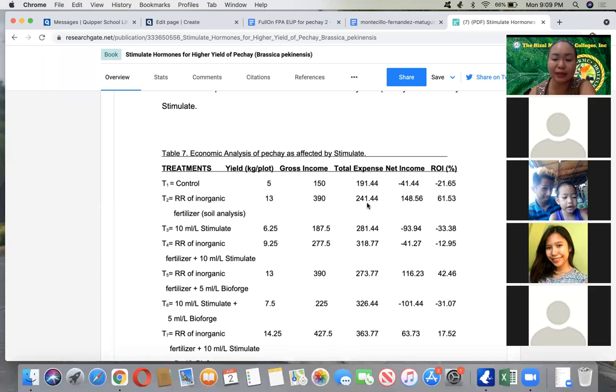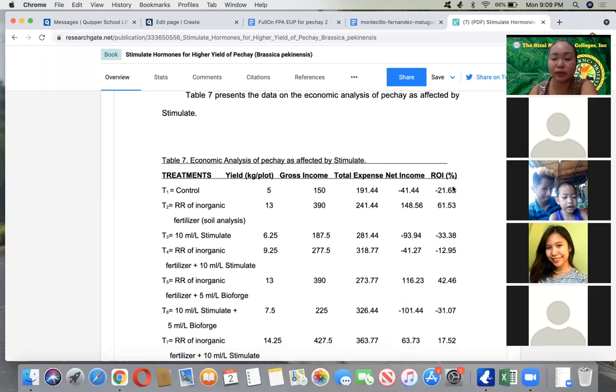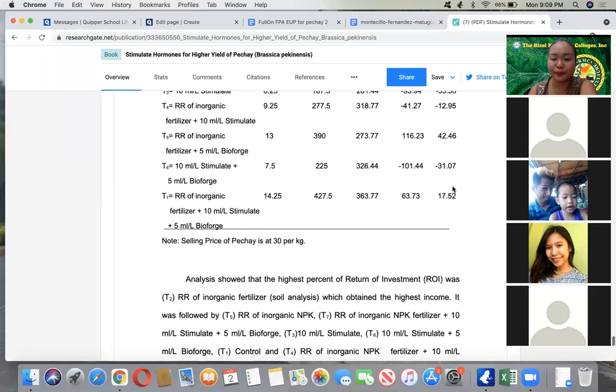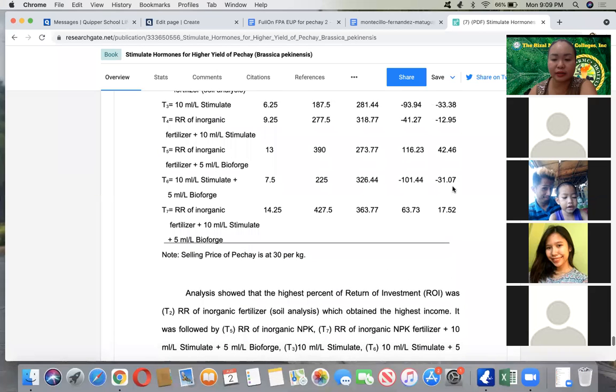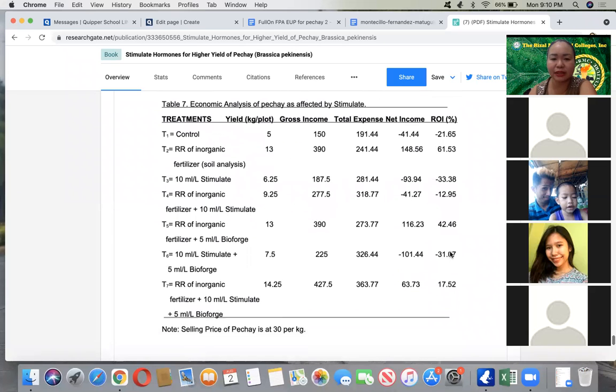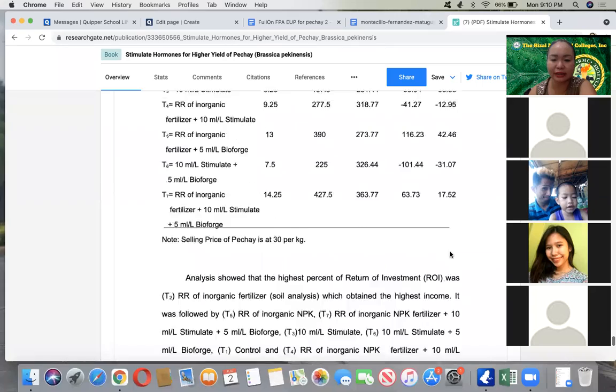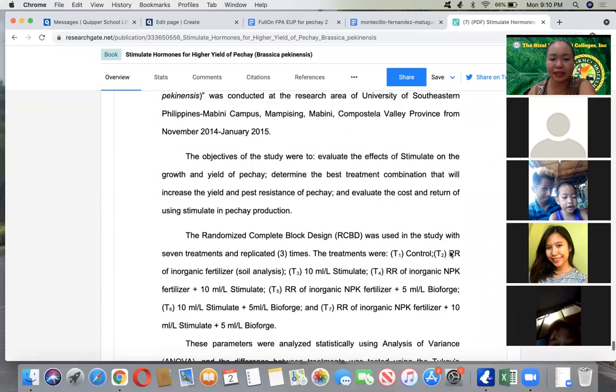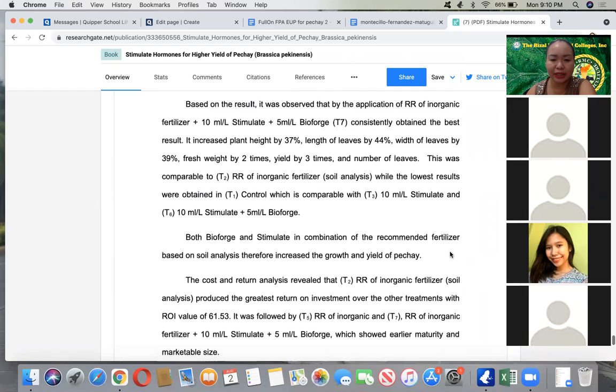So we're less than a minute, and then you subtract the total expenses from the gross income, everything you sold. So this is your net income, and you can compute the return on investment, which is already shown in the formula. So all of these are negative, as you can see. Only T5 has a 42% return on investment. That is how to show you the economic analysis. But in your appendices, we're less than a minute.